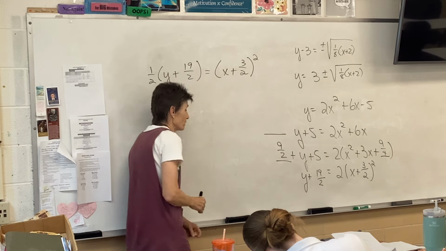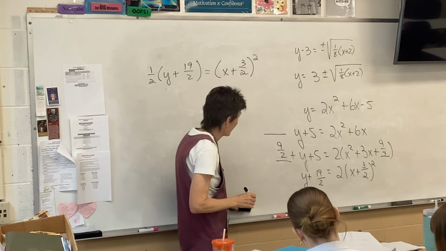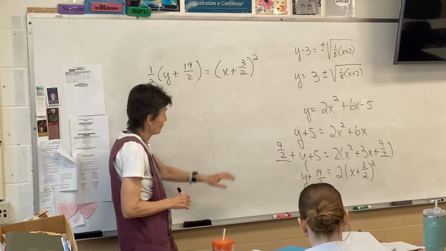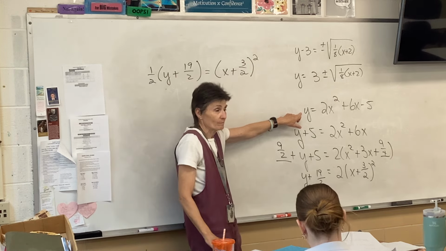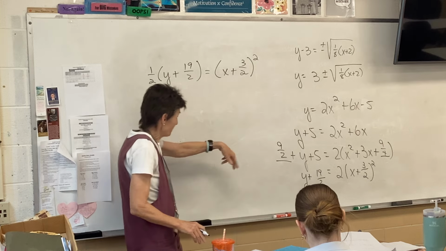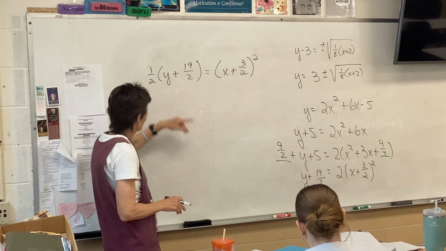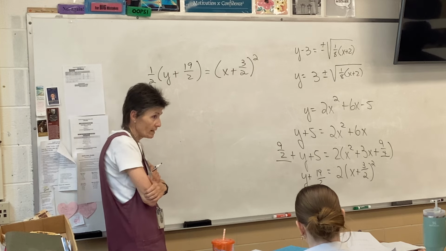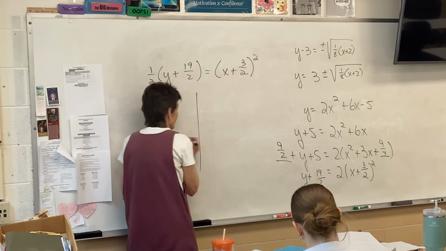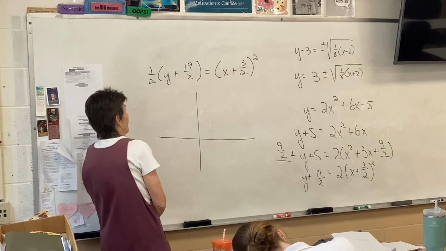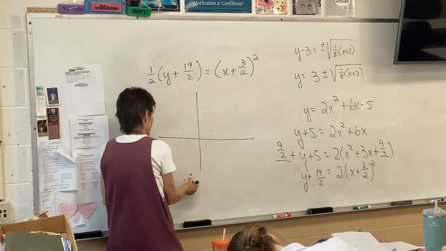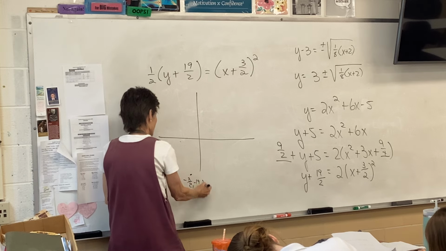There's a lot of arithmetic going on there, guys, so I'm going to stop right there and make sure everybody is still on board. We started with that, and we did a bunch of steps and ended up with this. Got it? We're okay? All right, where's my vertex then? So -3 halves, -19 halves.